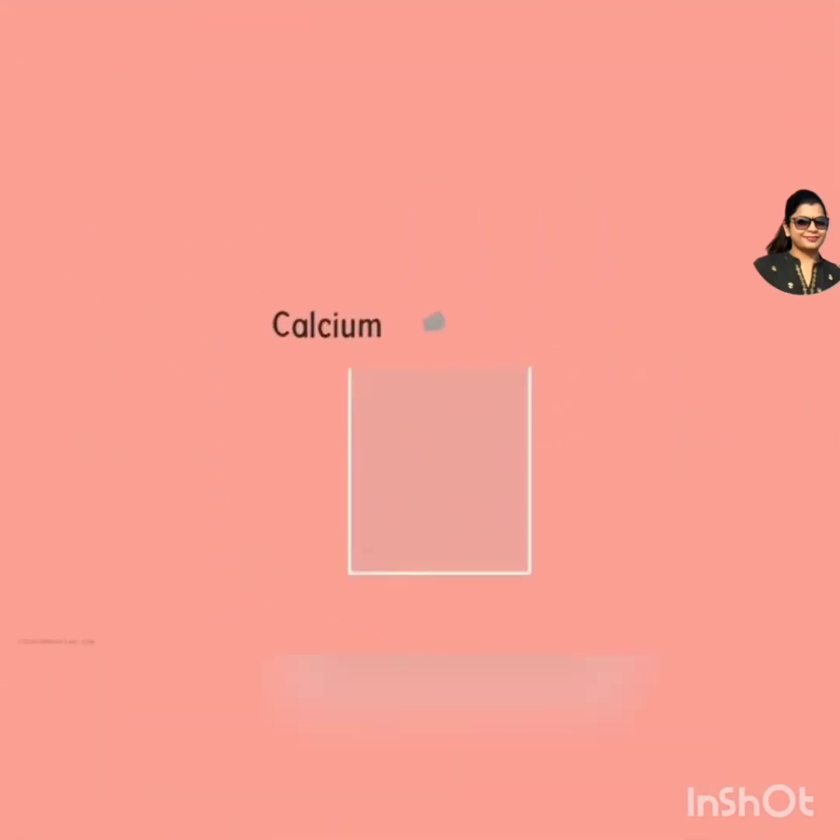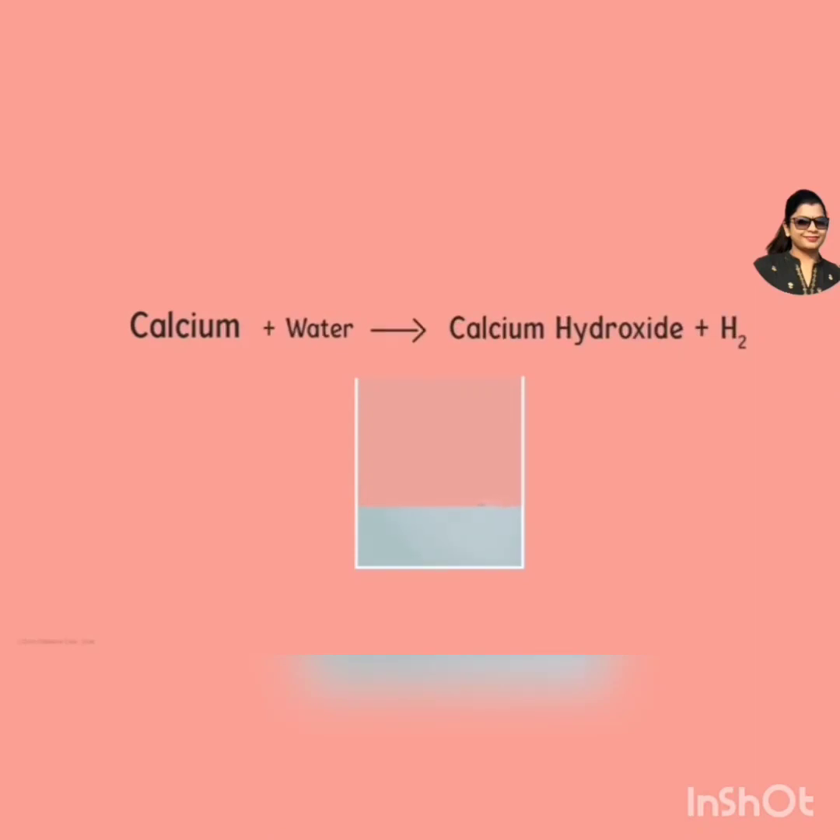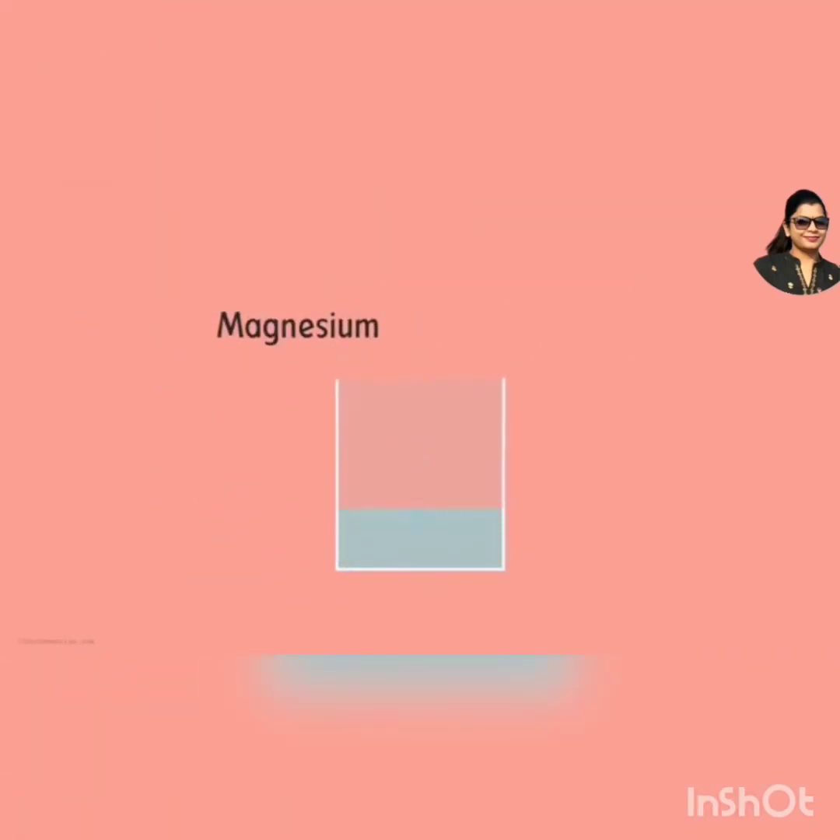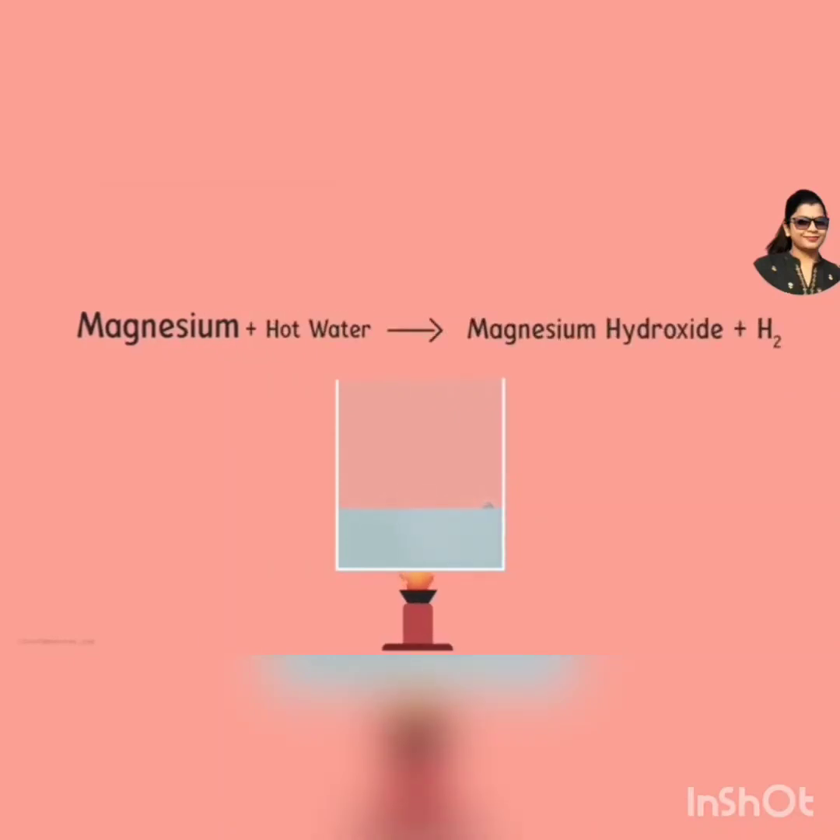How does calcium react with cold water? Well, calcium does react with cold water, but the reaction is not as violent as what we saw with potassium and sodium. The heat is not enough for the hydrogen to catch fire. But the calcium starts floating because bubbles of hydrogen gas formed stick to the surface of the metal. And magnesium? Does it react with cold water? No, it doesn't. But magnesium reacts with hot water to form magnesium hydroxide and hydrogen gas. And just like calcium, it starts floating due to the bubbles of hydrogen gas sticking to its surface.